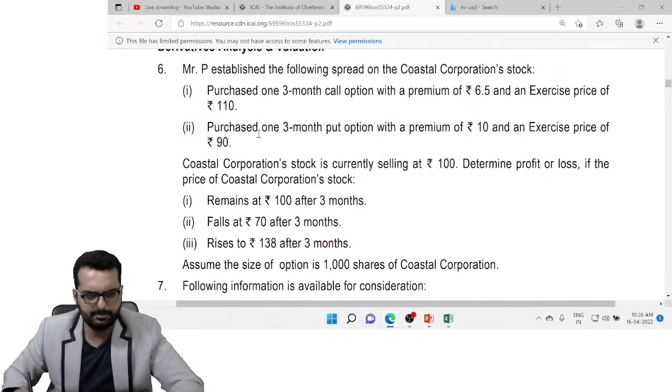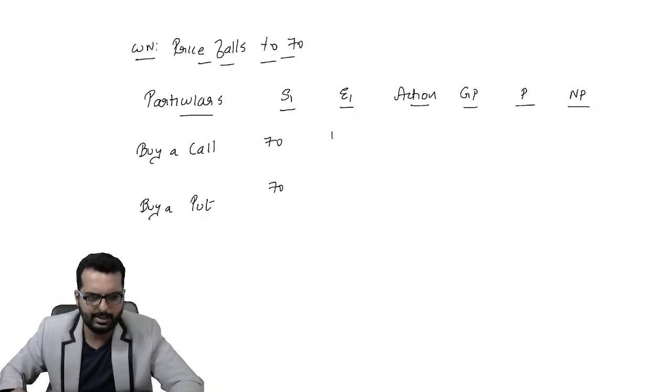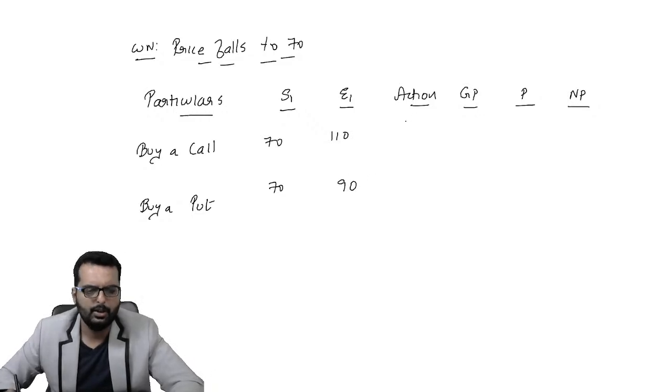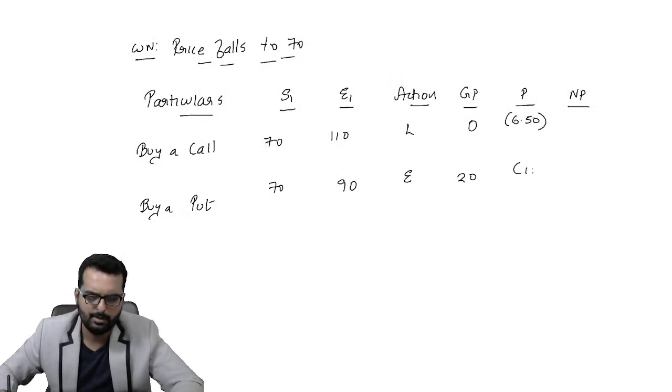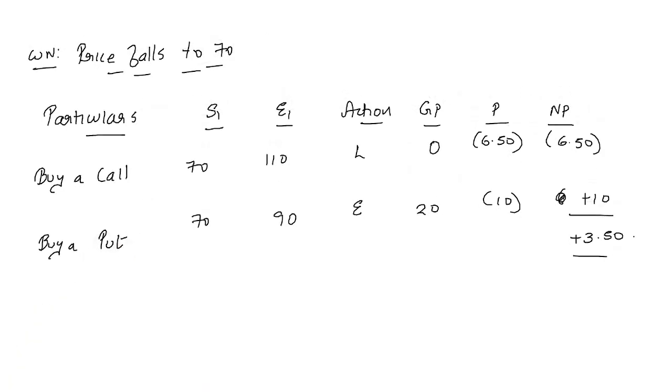So here again the price is now how much? 70, right? So S1 turns out to be 70, whereas my E1 will be 110 and 90. So you have a right to buy at 110. Outside market you can buy at 70. So what will you do? Lapse. Right to sell at 90, outside market 70, you will exercise. So here you make a profit of 20, and the premium you pay will be 6.5, 10. So minus 6.5 plus 10, your net profit will be how much? 3.5. Can you write down this in your books now?